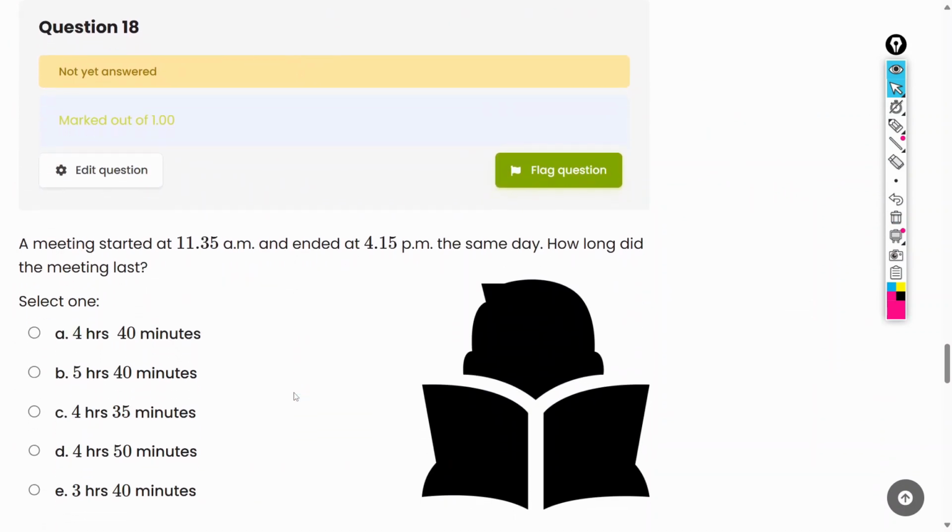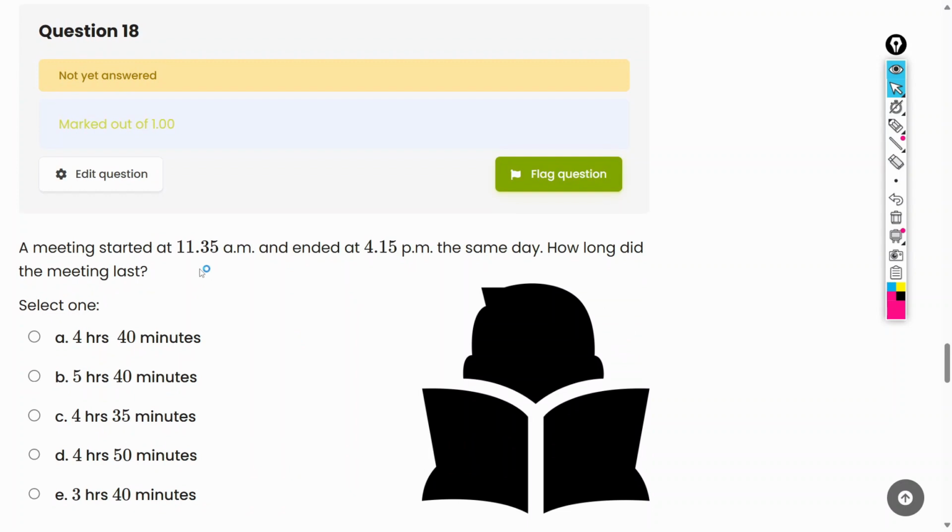Question 18. A meeting started at 11:35 a.m. and ended at 4:15 p.m. the same day. How long did the meeting last? So we want to find out how much time it took from 11:35 a.m. to 4:15 p.m. So we should subtract 4:15 p.m.